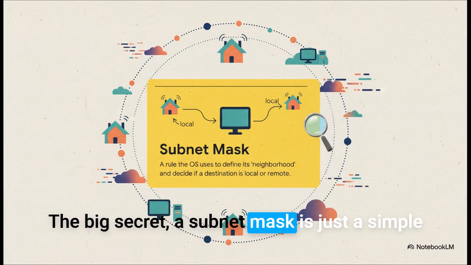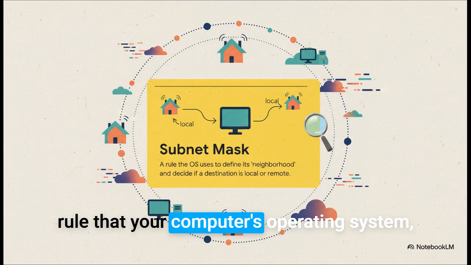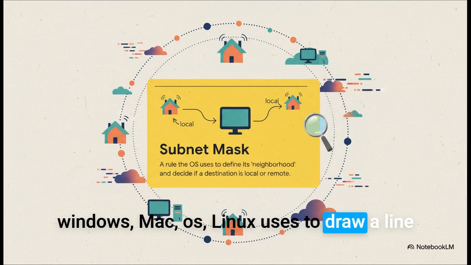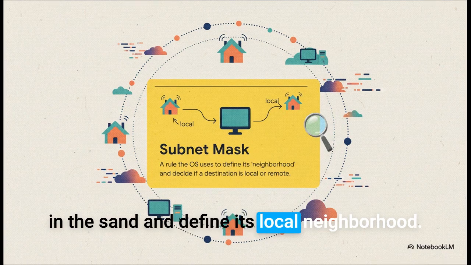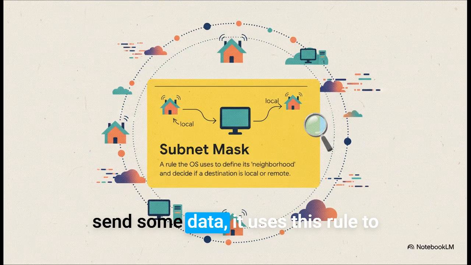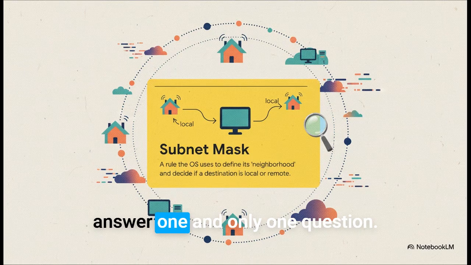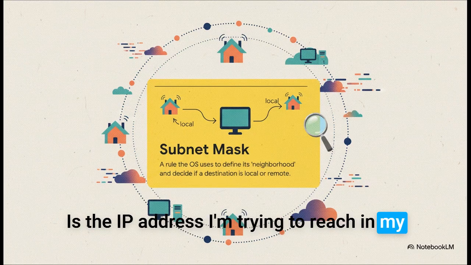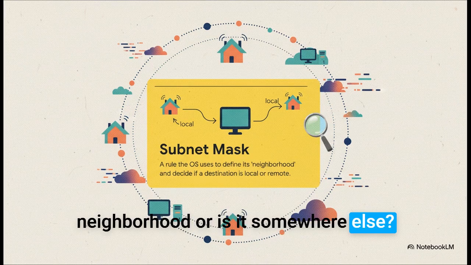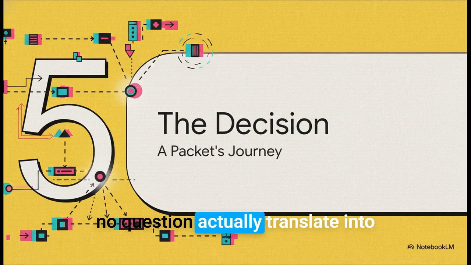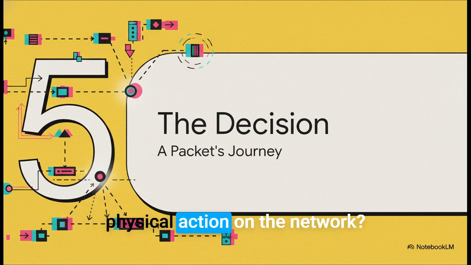A subnet mask is just a simple rule that your computer's operating system, Windows, macOS, Linux, uses to draw a line in the sand and define its local neighborhood. That's all it does. When your computer wants to send some data, it uses this rule to answer one and only one question. Is the IP address I'm trying to reach in my neighborhood, or is it somewhere else? Yes or no?